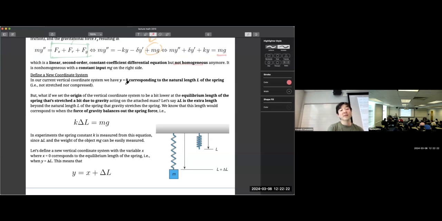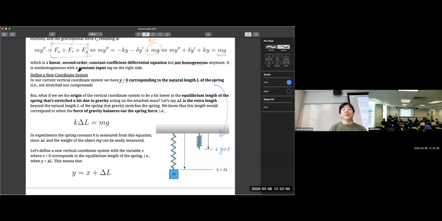So in our current coordinate system, y equals 0 corresponds to the natural length of the spring. That's this right here. I'll just label that, I'll underline it in blue here. Currently y equals 0 corresponds to the natural length of the spring, which is like saying take off the mass and however long your spring actually is naturally without being stretched due to the mass. That's the y equals 0. That's what we're using currently, just because that's what we also used before when we had a horizontal spring mass system.